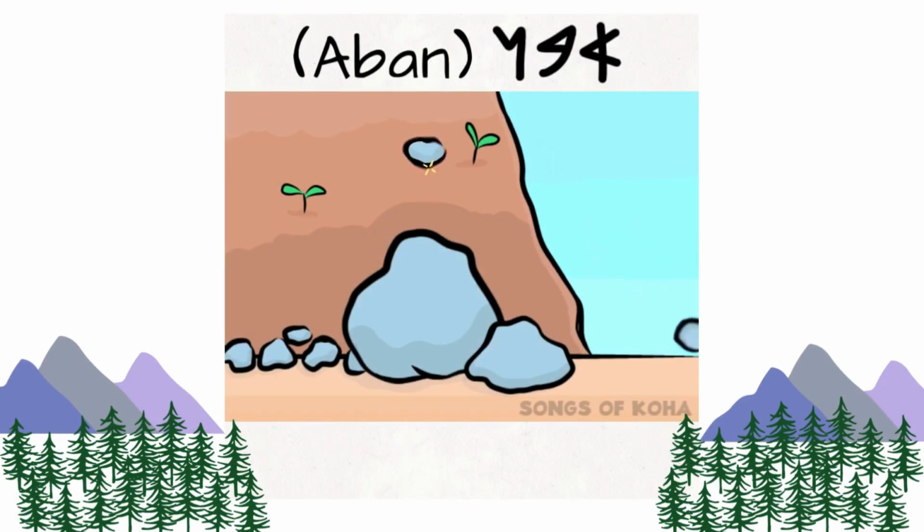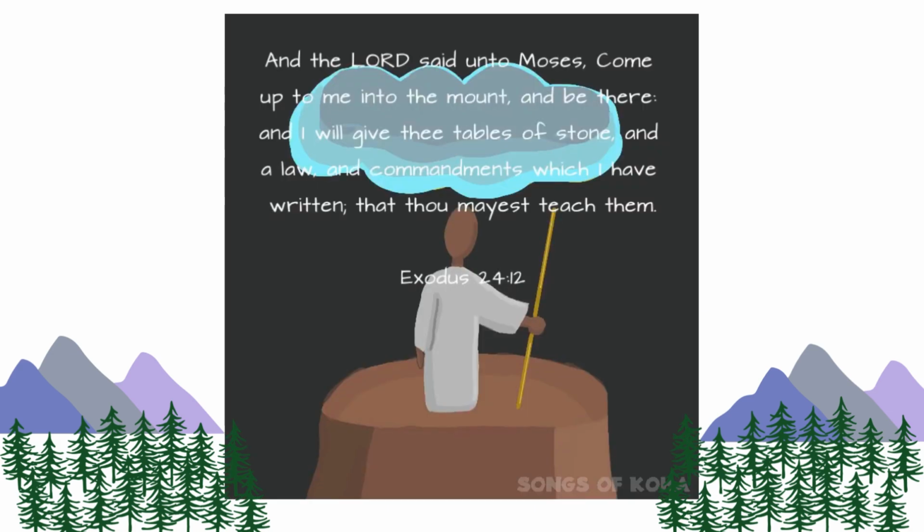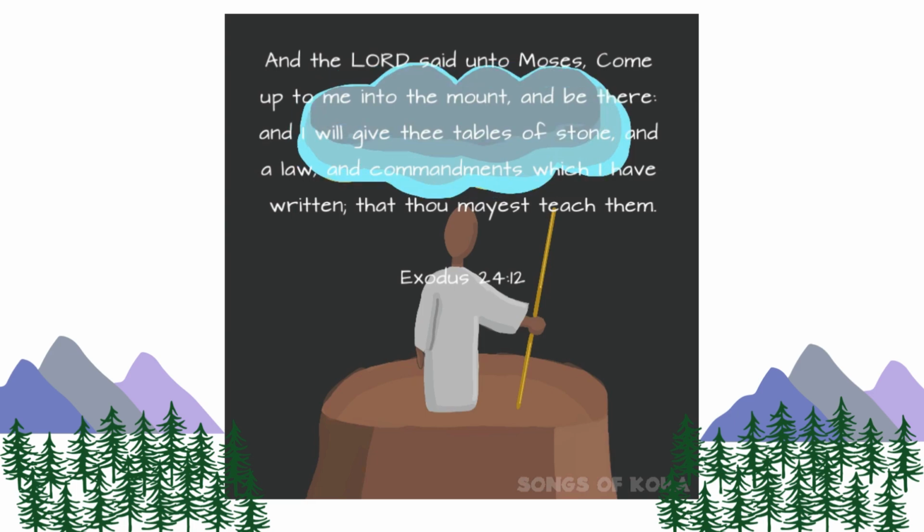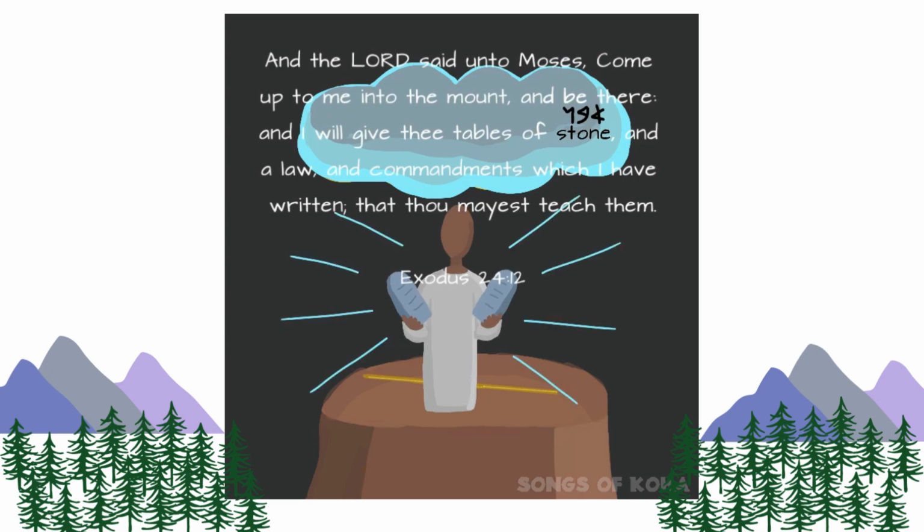Aban, stone. And Yahweh said unto Moses, Come up to me into the mount, and be there, and I will give thee tables of stone, Aban, and the law, and commandments, which I have written, that thou mayest teach them. Exodus 24, verse 12.